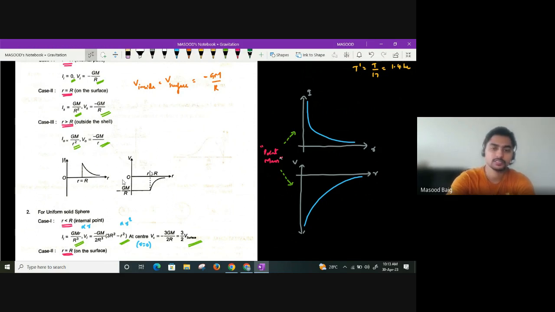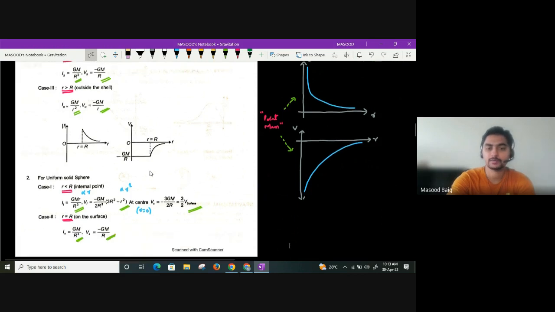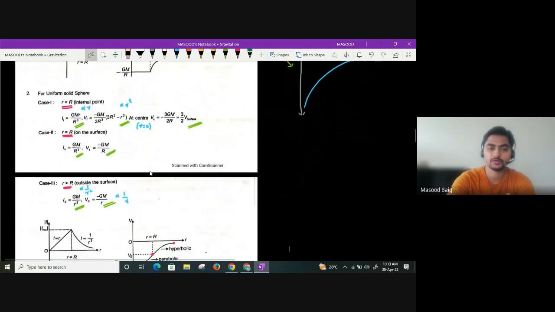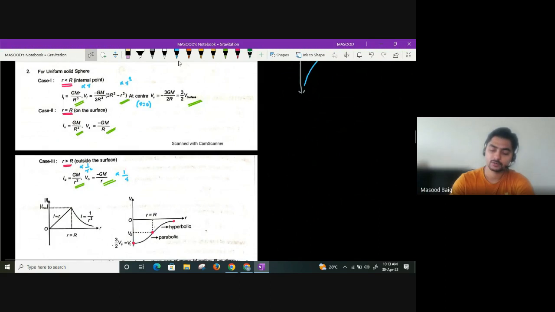For uniform solid sphere, inside it is directly proportional to r. So inside, field will follow a straight line. And outside, anyhow, it is same as that of point mass, it will follow square hyperbola. For potential, this formula is very important, guys. Potential inside will be given as minus GM by 2 R cube into 3 capital R square minus small r square. It is very, very important case again. I hope it is clear, all of you.